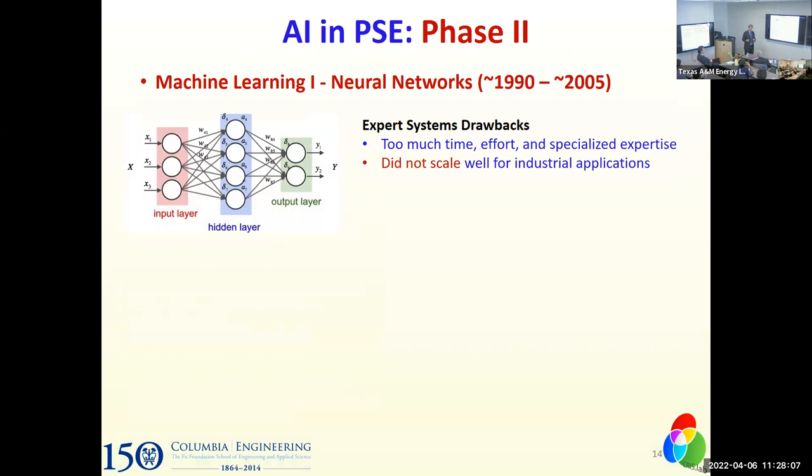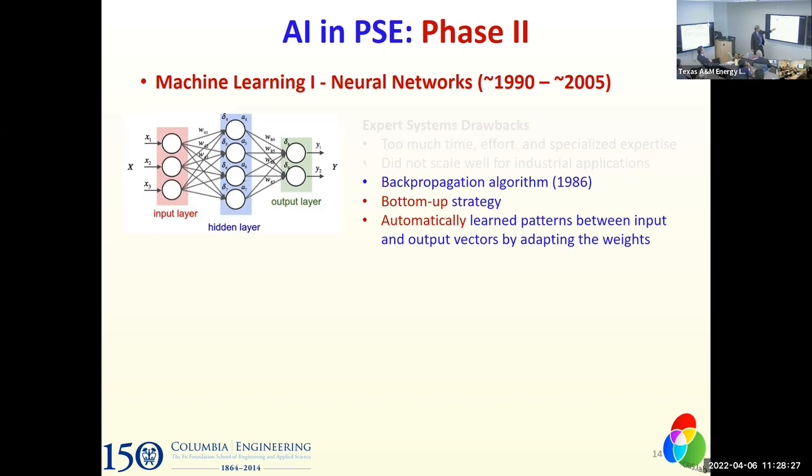Now, the second era, the second phase, started with the rediscovery of the backprop algorithm and neural networks. The problem with the expert systems was that it just took too much time and effort and specialized expertise to do, so it did not scale well for industrial applications. Whereas the backprop algorithm, which was rediscovered, was actually Paul Werbos's work ten years before, his Harvard PhD thesis. But Hinton and company at Carnegie Mellon rediscovered it ten years later, and this completely changed the game, where now you can train neural networks to discover the input-output patterns automatically. You didn't have to put in the knowledge like we did in the expert system; it automatically discovered it. So that made it a lot easier.